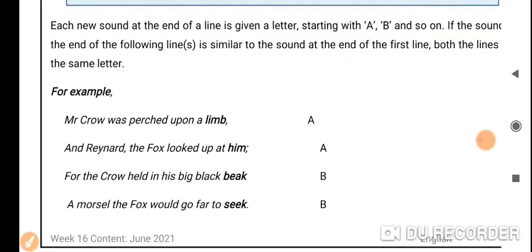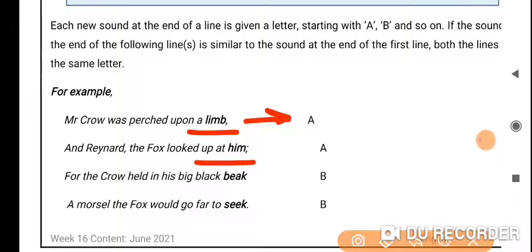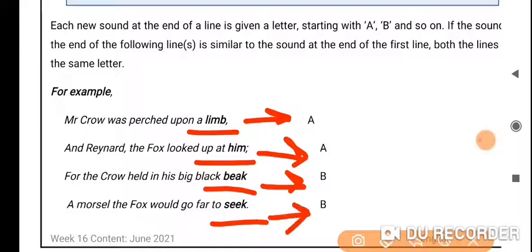Let's look at the 4 lines we read from the poem The Fox and the Crow. Mr. Crow was perched upon a limb. We gave this sound the letter A, and then we have Reynard the Fox looked up at him. Because limb and him are rhyming words, we give them both the same letter, A, A. Then we have for the crow held in his big black beak. Beak is a new sound, so we give it the letter B. A morsel the fox would go far to seek. Beak and seek are rhyming words, so we give them the same letter, B, B. So the rhyme scheme for these 4 lines is A, A, B, B.